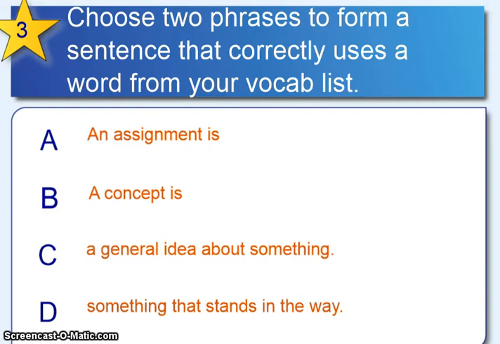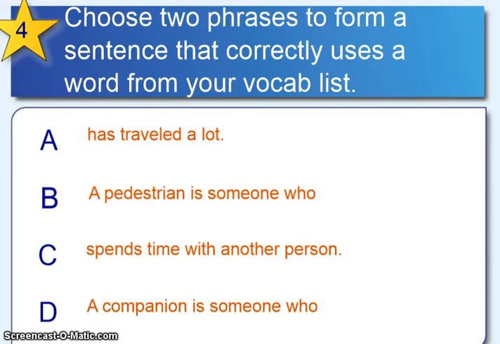Question 3. Question 4. So for this one, let's look at it again. Let's start by just reading them all. A, has traveled a lot. B, a pedestrian is someone who. C, spends time with another person. Or D, a companion is someone who.